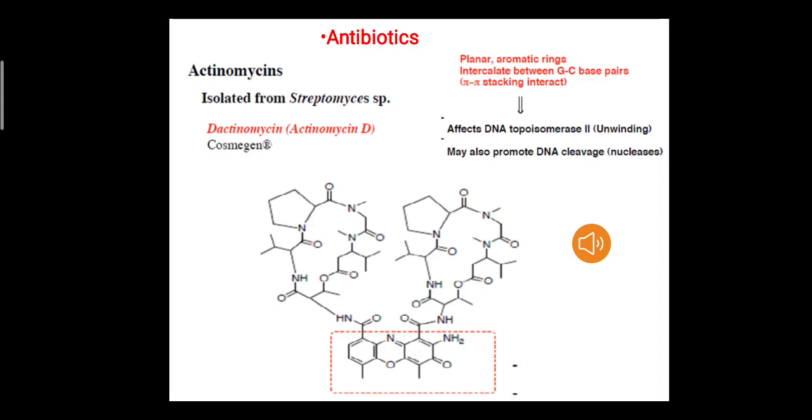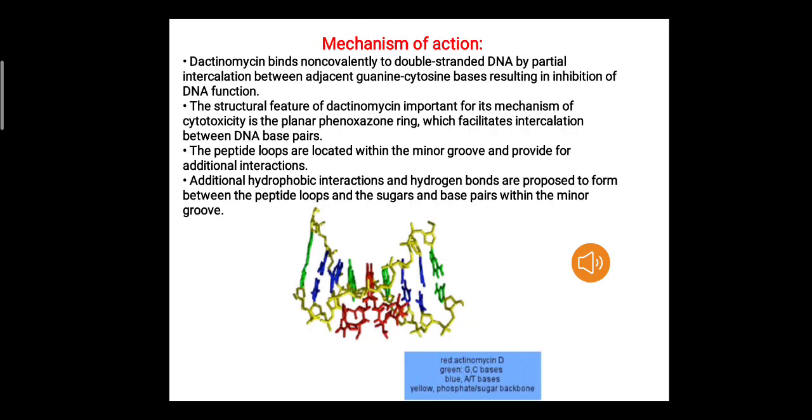Hello student. In the previous part we started anti-cancer antibiotics. In that we have seen two drugs. First is actinomycin, also called dactinomycin, obtained from Streptomyces species. It consists of a planar phenoxazone ring. It intercalates between the guanine base pairs of the DNA, and in this way it inhibits DNA synthesis. This is the mechanism of action.